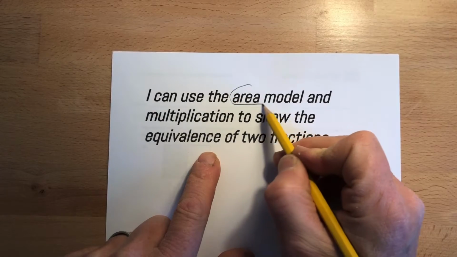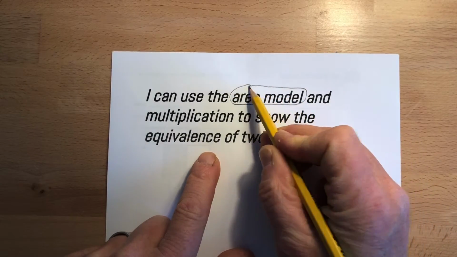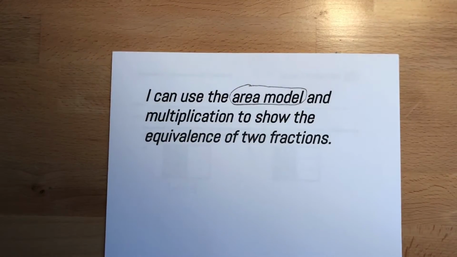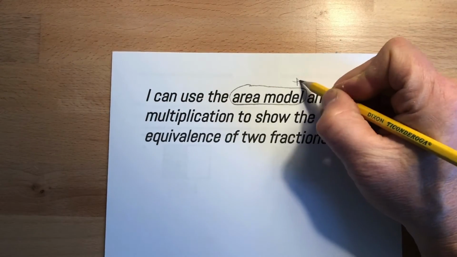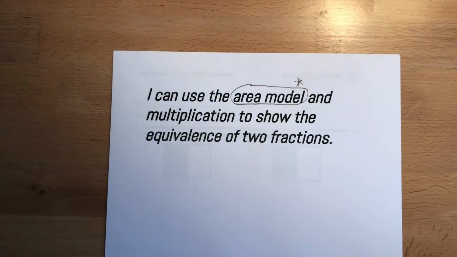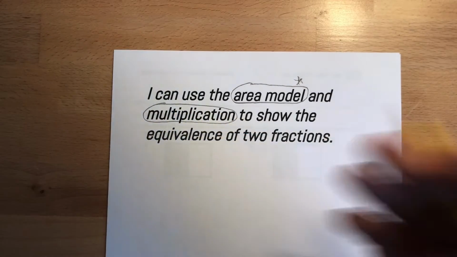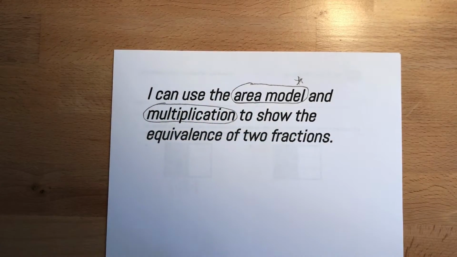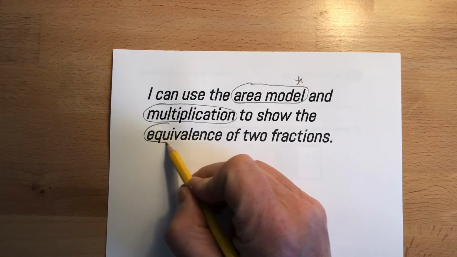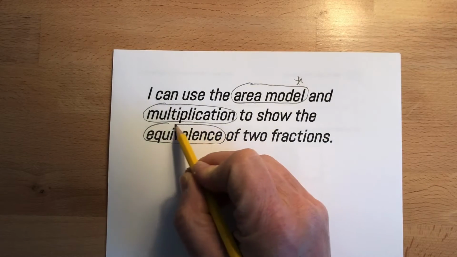We've used rows and columns before to do area, like length and width, right? So that's something that we're going to be familiar with, and we're going to talk about that today. Multiplication. Okay, multiplication we've been using since mid-third grade, so we've been okay. This word, equivalence, man, that's a mouthful, right?